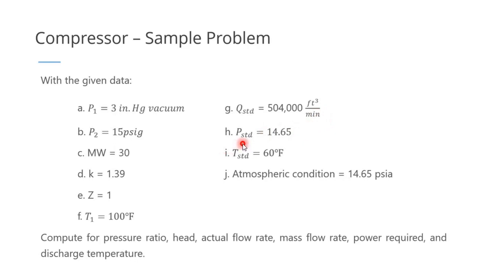Binigay din yung standard pressure and temperature and the atmospheric condition. So, ito PSI absolute ito. Then, atmospheric condition, so same lang naman ito sa standard. So, 14.65 PSI. Now, with this given data, let's compute for pressure ratio, head, actual flow rate, mass flow rate, power required, and discharge temperature.